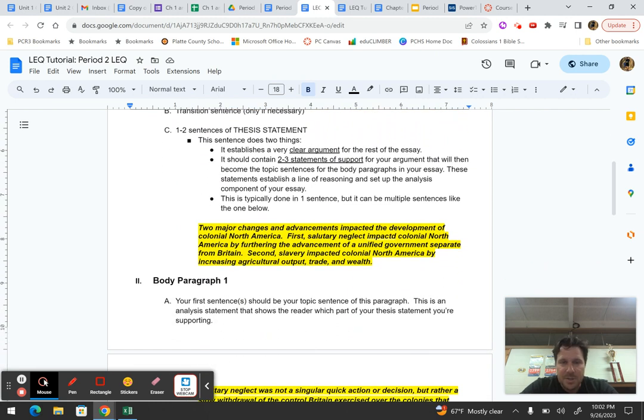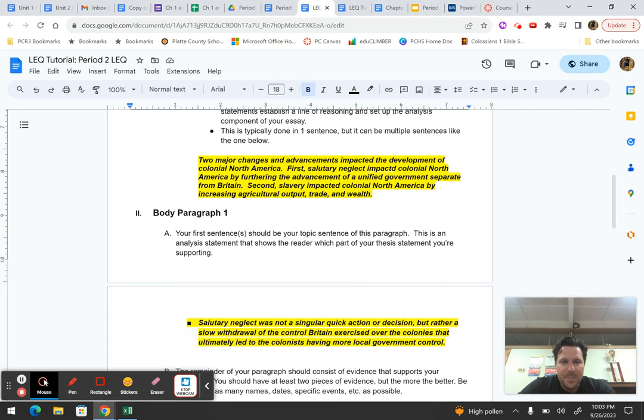The other thing is it should contain 2 to 3 statements of support for your argument that will then become the topic sentences for the body paragraphs in your essay. The fancy way of saying this is they establish a line of reasoning. And so I put a sample there of what might be a good thesis statement. Notice the thesis statement is not just one sentence. Some classes will say, yep, thesis statement's got to be one sentence. This class is not necessarily like that. You don't want a lengthy thesis statement, but if it's longer than one sentence, that's totally fine.